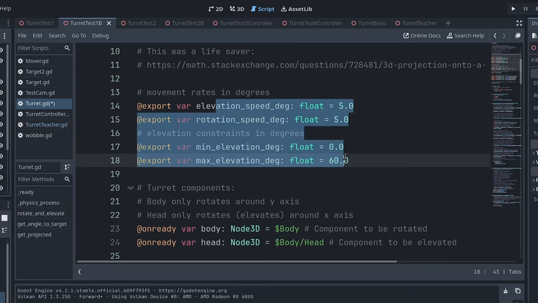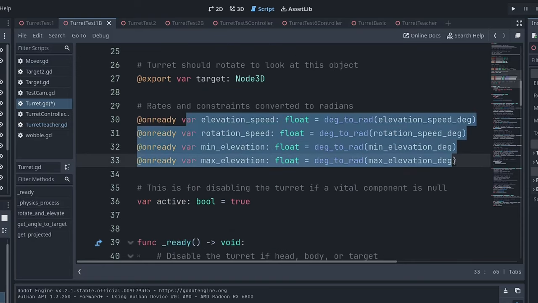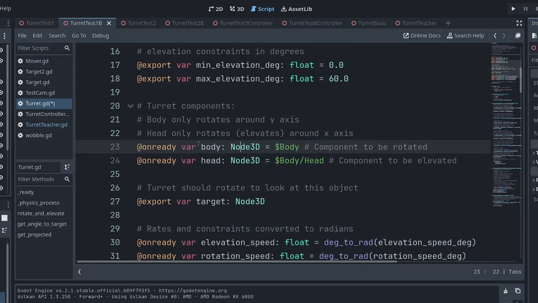Now, down below, I thought this was a nice little quality of life feature that that tutorial had. I convert from degrees to radians, so I keep variables in radians that I actually use in the code. Then I have a reference to the body and the head nodes, the Node3Ds. The body is going to be the one that rotates around its y-axis. The head is going to rotate around its x-axis. There's also a target, which just needs to extend Node3D.